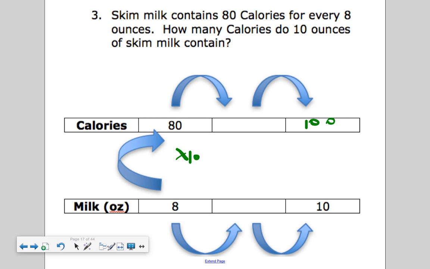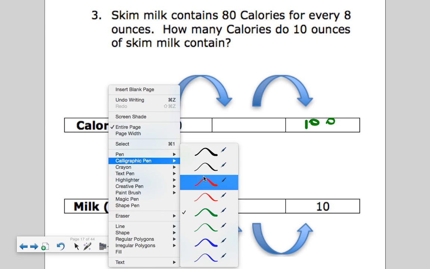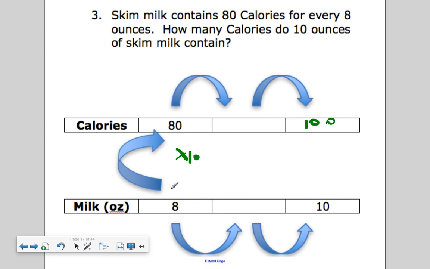What if you don't like doing it that way? What if you would rather do it side by side? So this is within. So can 8 ounces go to 10 ounces? Can it? I don't know. No, 8 does not go to 10 evenly.